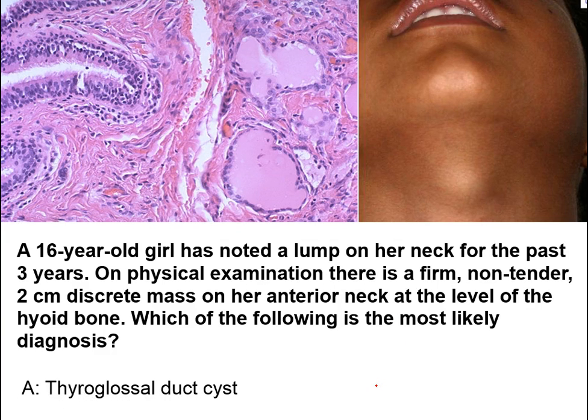On this slide is shown histological examination of thyroglossal duct cyst, probably a biopsy, and you see remnants of recognizable thyroid tissue in the form of thyroid follicles.